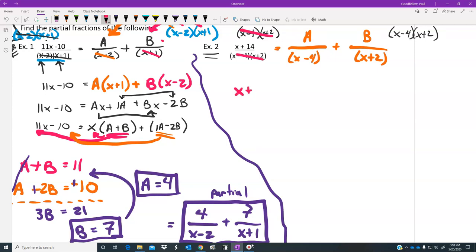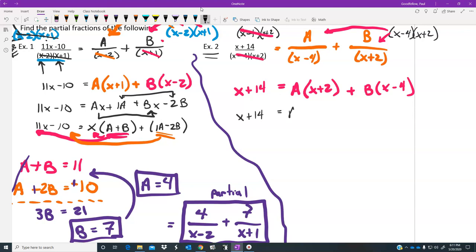We'll get x plus 14 is equal to, and we only get partial cancellations of this particular stuff in here. So we get A times, well, the x minus 4s would cancel, you get x plus 2. And then the B would be multiplied by not x plus 2, but the x minus 4, the leftover component of that one. Now, this is all about simplification and combining terms that seem to go together. That's x plus 14 is equal to Ax plus 2A plus Bx minus 4B. And we'll put the x components together.